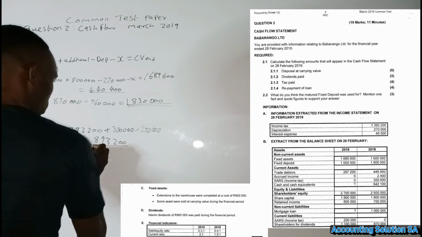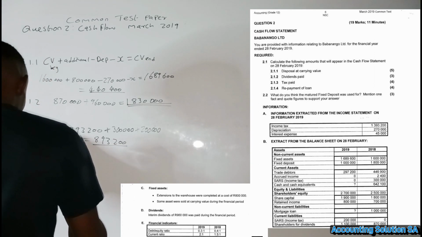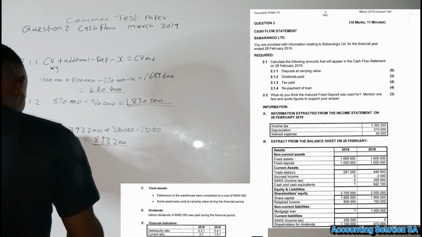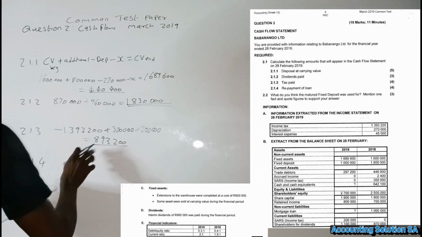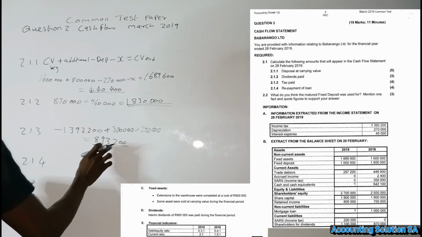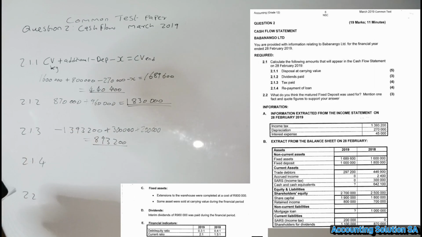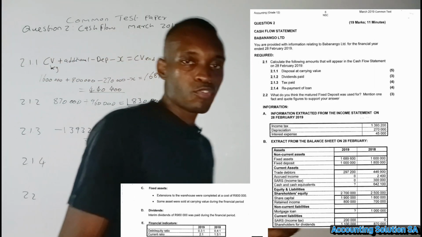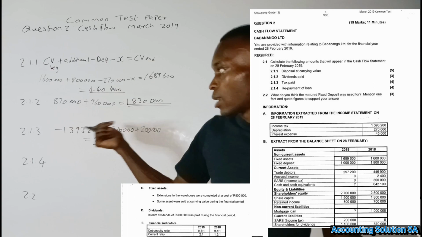Okay, so this is the answer that we are going to get. Why are we getting an amount that is less? Because this one is negative, okay, and the other one is positive. You have to make sure that you do this sign as it is.